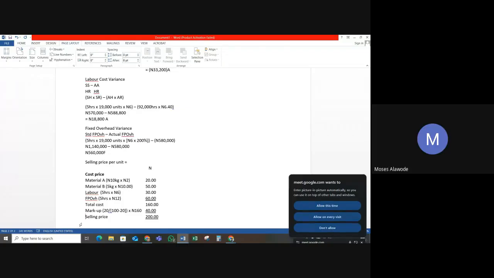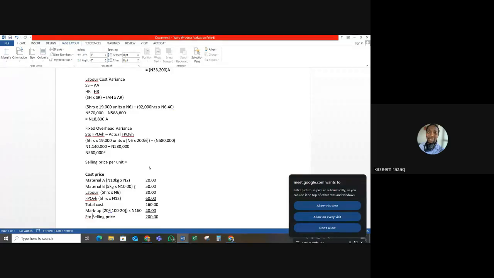Now, whatever I get, this 200 naira is my what? Selling price. What type of selling price, standard or actual? The standard selling price, because all the figures I used here are standard cost. Am I right? Material, labor, and fixed production overhead, they are all standard costs. Are they the actual? No, they are not. So that's the standard cost.